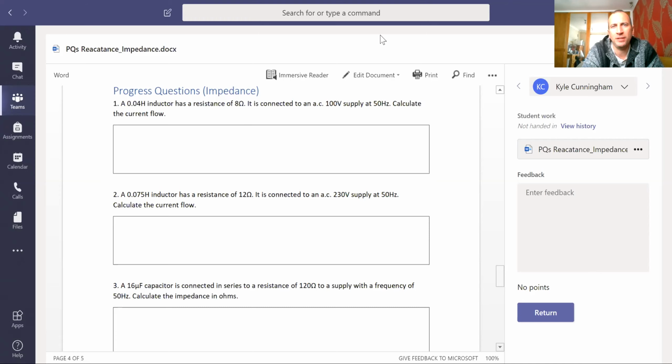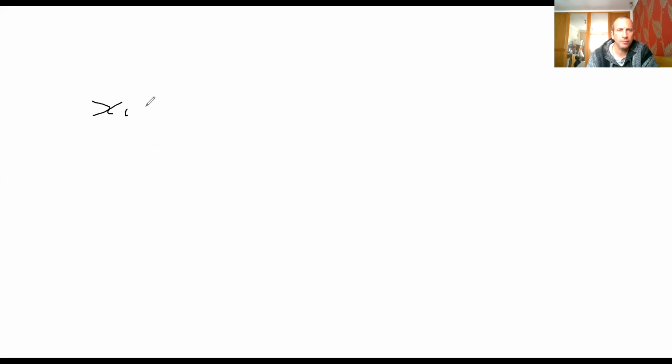Okay, so if we do that first, let's just clear our whiteboard and we'll go again. What was the inductance again? 0.04 henries. Okay. So we share that. Let's clear this. All right. So we got XL is equal to 2 pi FL, where L is equal to 0.04 henries. Anyway, so we can put our equation in.